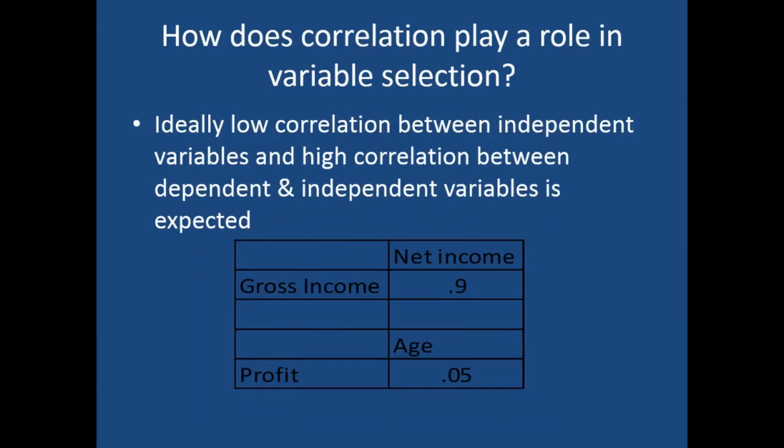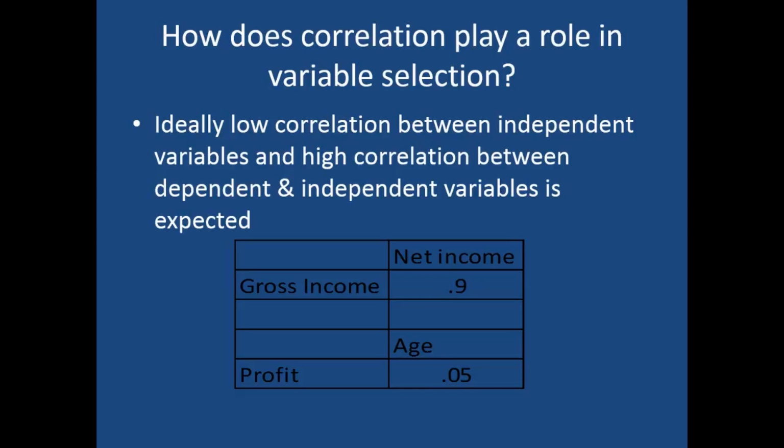The next question is, how does correlation play a role in variable selection? Well, ideally low correlation between independent variables is expected. So between independent variables you always expect that they are very low correlated, and you always expect high correlation between dependent and independent variables. Now you have to be very careful here.